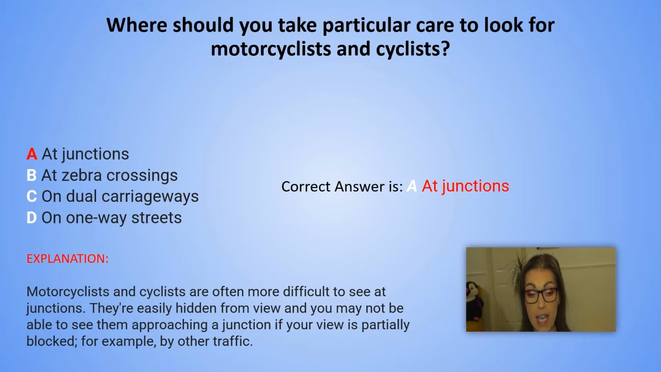Explanation. Motorcyclists and cyclists are often more difficult to see at junctions. They are easily hidden from view, and you may not be able to see them approaching a junction if your view is partially blocked, for example, by other traffic.